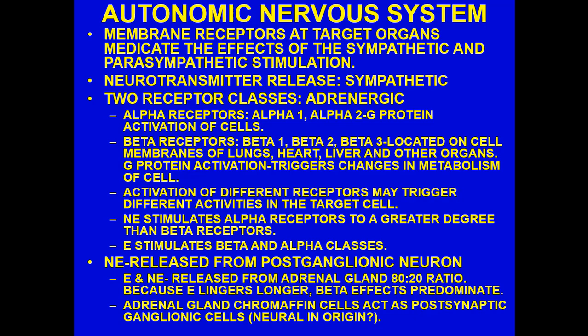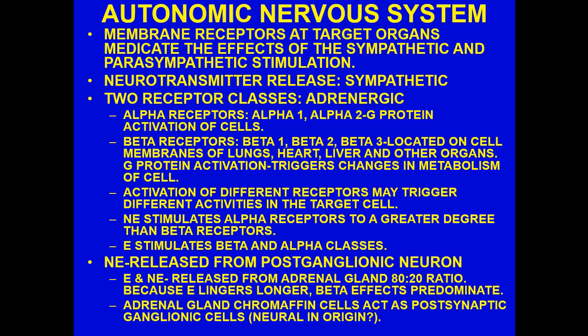They're all located on cell membranes of the lungs, heart, liver, and other organs. They, again, are G protein activation. This triggers changes in the metabolism of the cell. Activation of different receptors may trigger different activities in the target cell. Norepinephrine stimulates alpha receptors to a greater degree than beta receptors, whereas epinephrine stimulates both beta and alpha classes. Norepinephrine is released from postganglionic neurons.